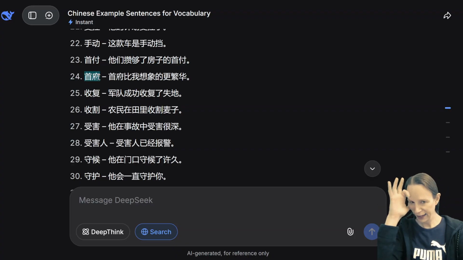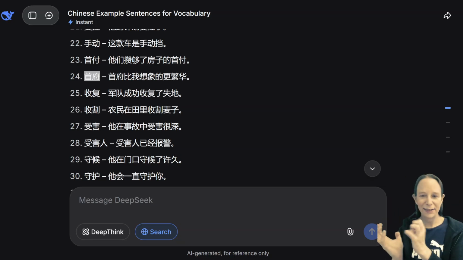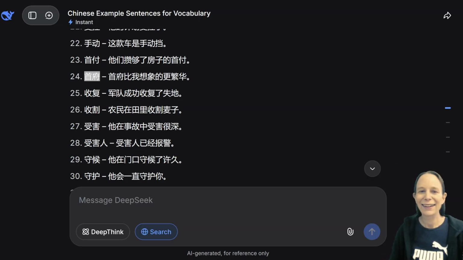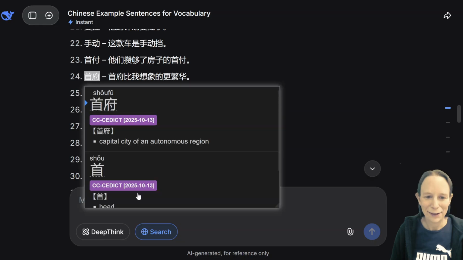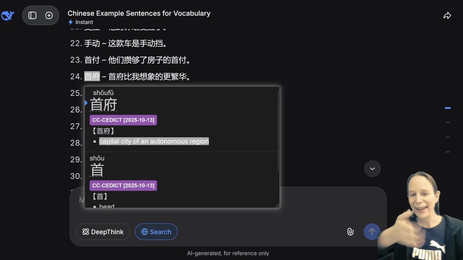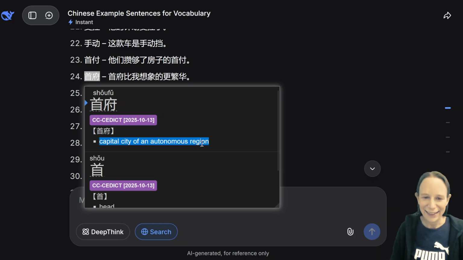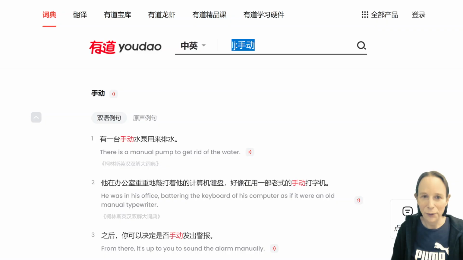This is like, it's kind of like government, but in places where government doesn't really apply. Capital city of an autonomous region. Okay, here you go. Yeah, so 省会.